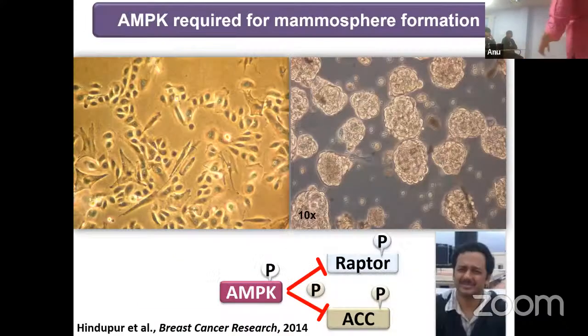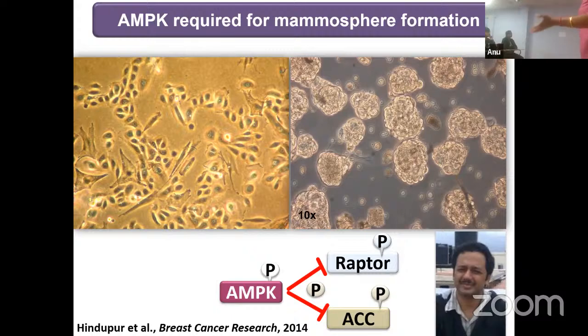Let us see how do we go about addressing this. Same system. We got the primary patient-derived normal mammary cells. Put them in adherent culture, they look like this. Grew them as mammospheres, they look like this. Between these two, I'm querying if AMPK is a molecule that is activated.